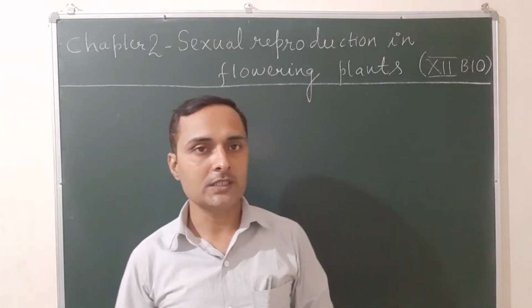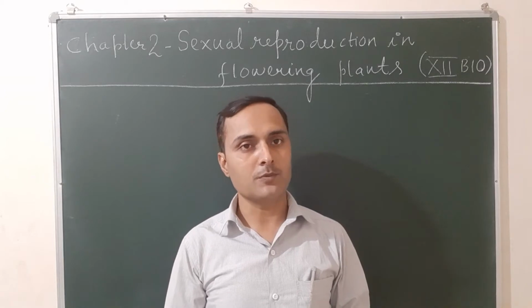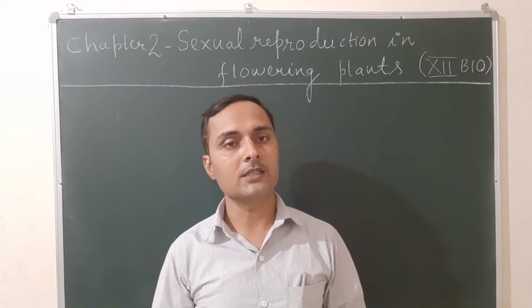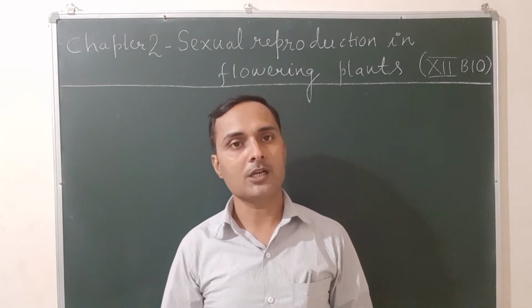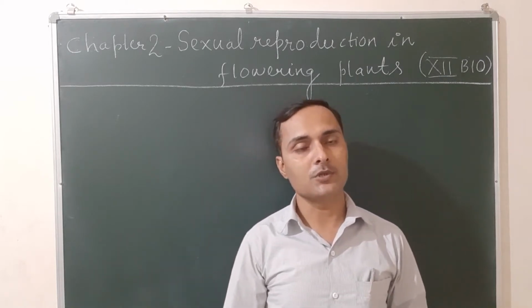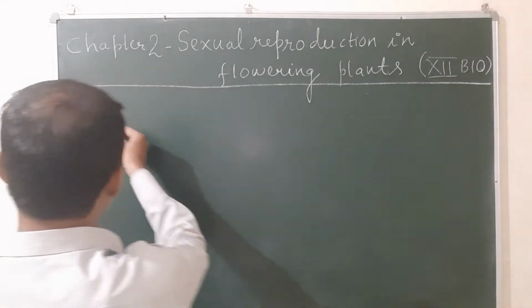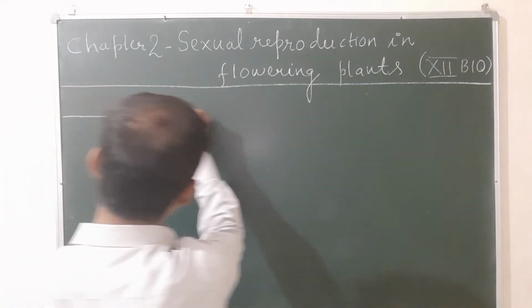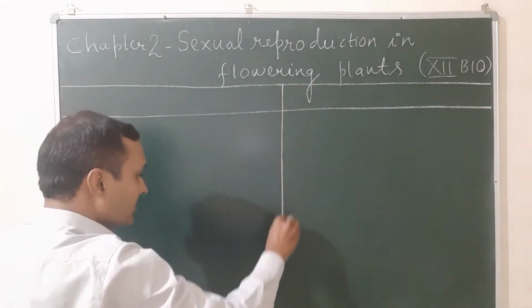Good morning, students. In the previous class, we discussed micro and megasporogenesis. Now, let us see the difference between micro and megasporogenesis. That is part of chapter 2, sexual reproduction in flowering plants. So, let us see the difference between micro and megasporogenesis one by one. How can we differentiate between the two steps?